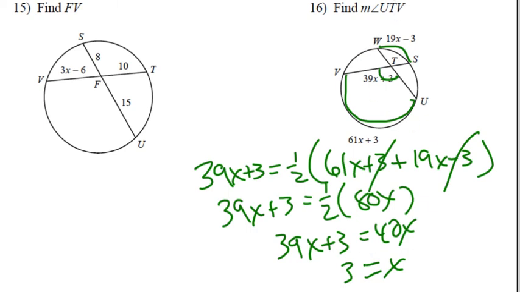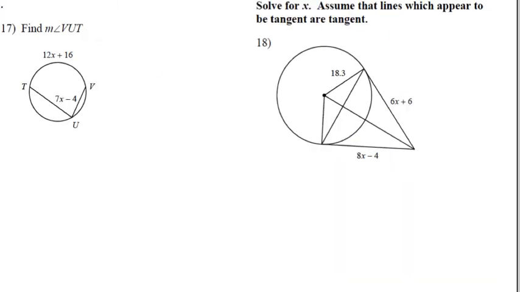Hey, and then they want UTV. UTV. So plug a 3 into here. So you get 117 plus 3, which is 120. So you're going to get that angle to equal 120 when you plug it in. Easy enough, huh? It's easy stuff. What do we got? 2 more. Find, what do we have here?